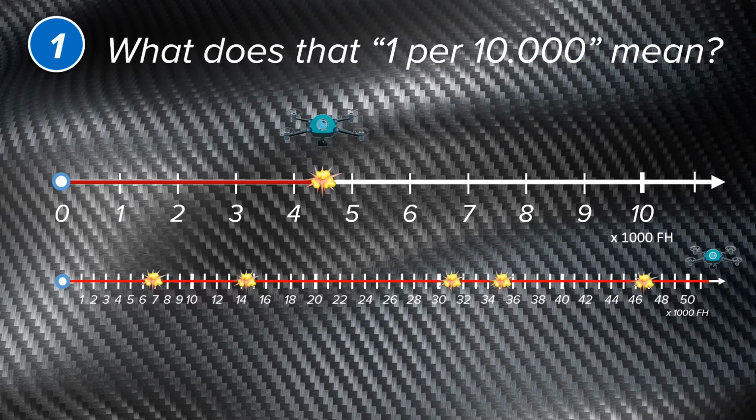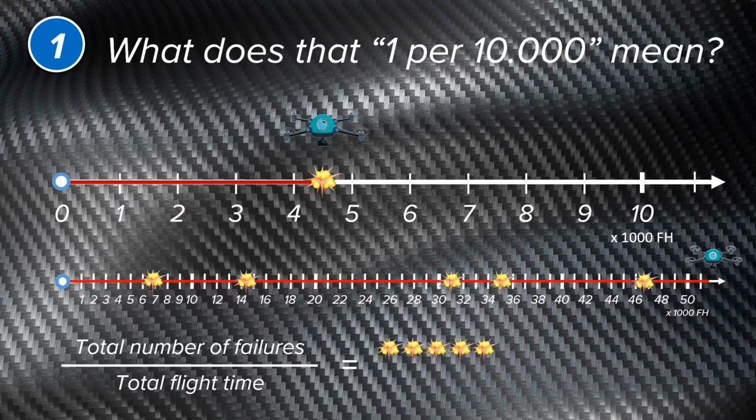When you now look back at the 50,000 flight hours, you count the total number of failures, which in this case is 5, and you divide that by the total flight time that the drone has accumulated. In this case, this would be 50,000. If this number is equal to 1 divided by 10,000, then your drone has the required reliability, even though the first failure, the first flyaway, happened way before reaching the first 10,000 flight hours.